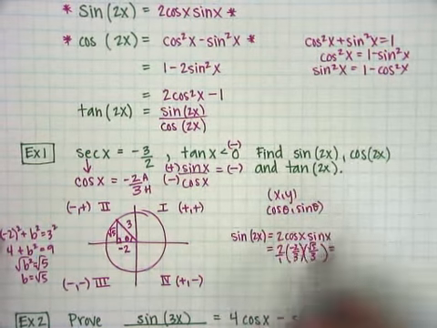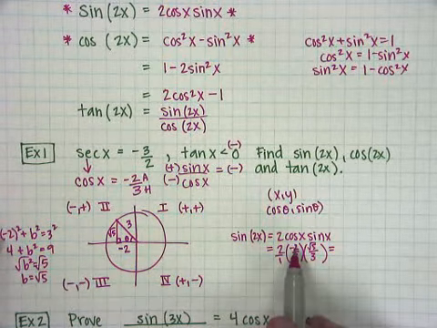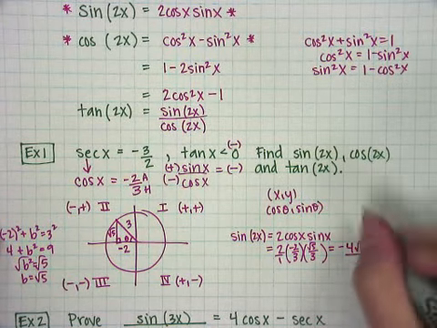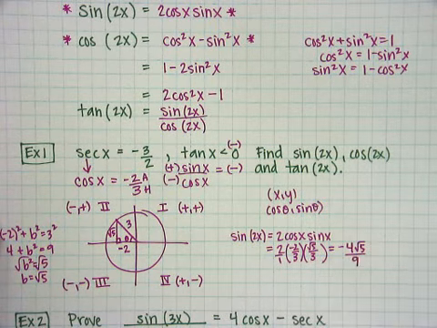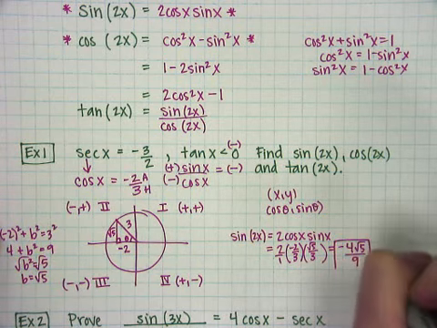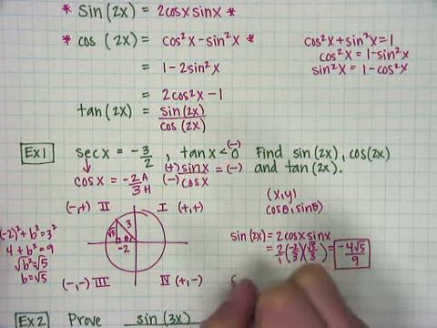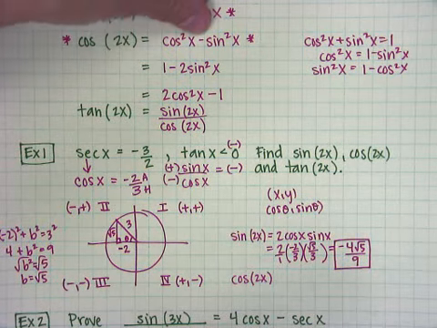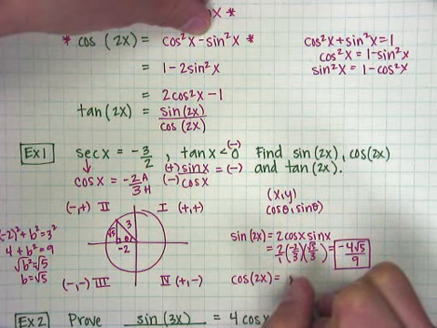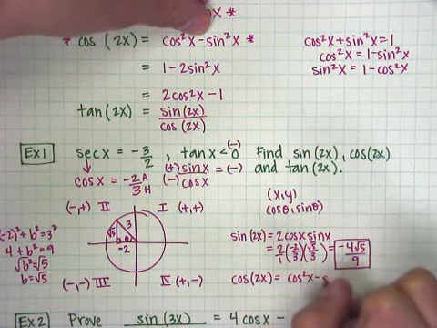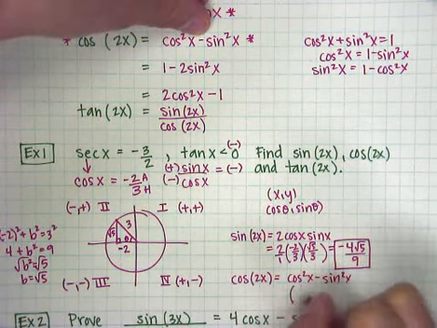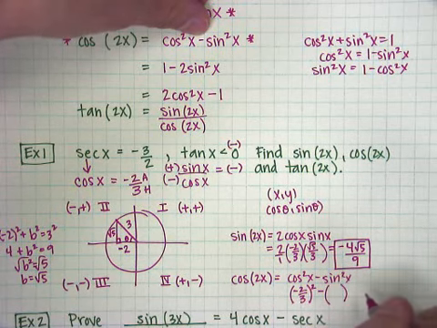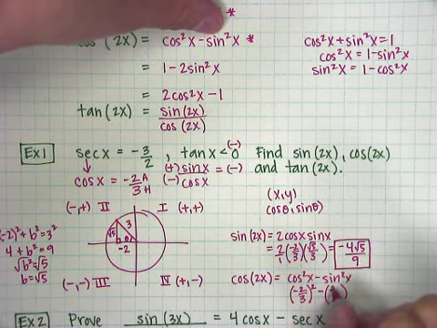When I multiply fractions, I go top times top, bottom times bottom. So 2 times 2 is 4, so that's a negative 4 root 5, over bottom times bottom, 3 times 3 is 9. So there's my answer for sine of 2x. For cosine of 2x, I do the same thing, I just use the cosine formula, cosine squared minus sine squared. Cosine squared is whatever cosine is, negative 2/3, and then I square it. Sine squared is whatever sine is, and I square it.